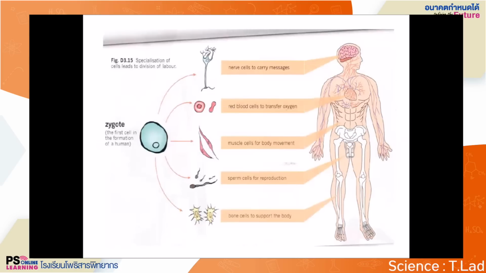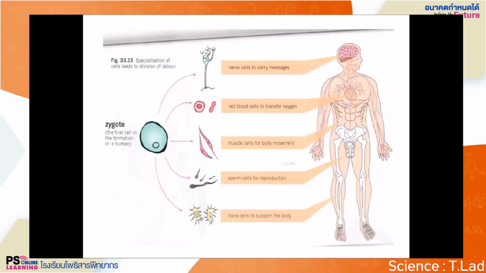So a zygote. A zygote is the first cell in the formation of a human. During fertilization, a sperm and an egg become one. When they become one, it forms a zygote. A zygote has 46 chromosomes or 23 pairs. So 23 from sperm, 23 from ovum or egg cell. So a zygote.